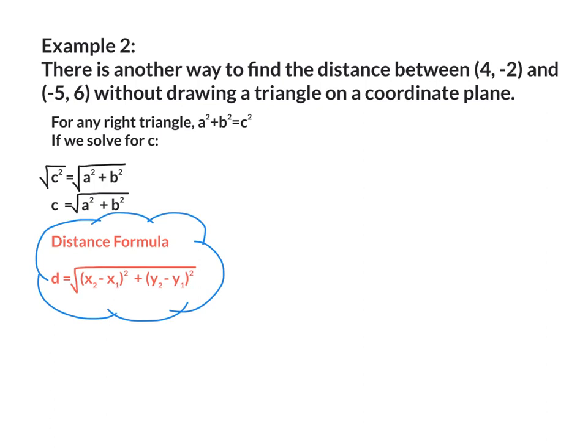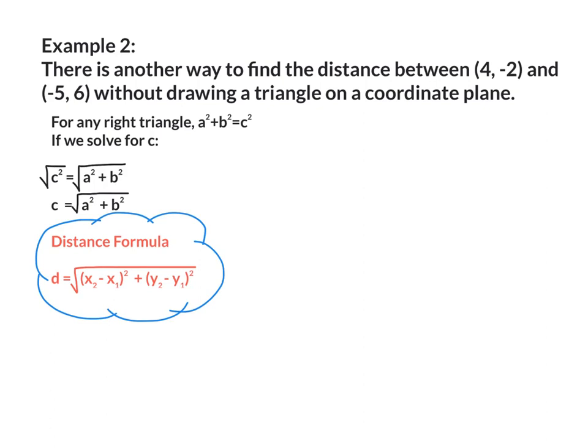Example 2. There is another way to find the distance between (4, -2) and (-5, 6) without drawing a triangle on a coordinate plane. For any right triangle, a squared plus b squared equals c squared. If we solve for c, the square root of c squared equals the square root of a squared plus b squared. Therefore, c equals the square root of a squared plus b squared. So the distance formula is the square root of (x sub 2 minus x sub 1) squared plus (y sub 2 minus y sub 1) squared.